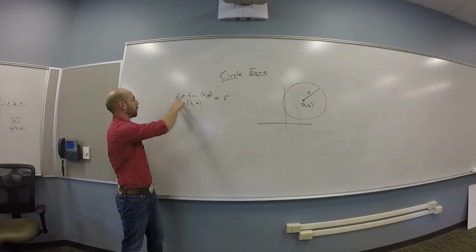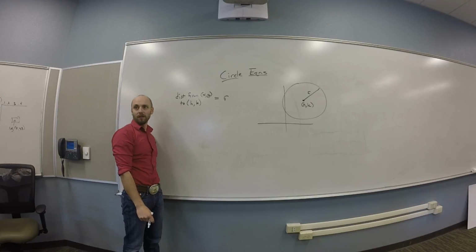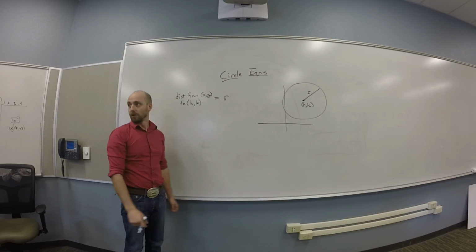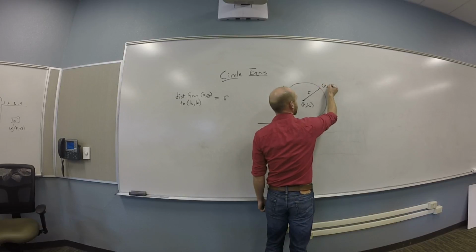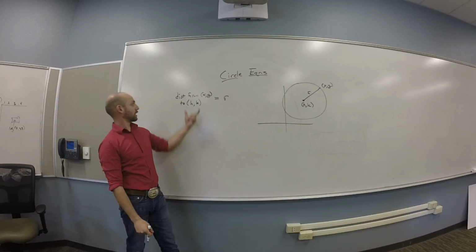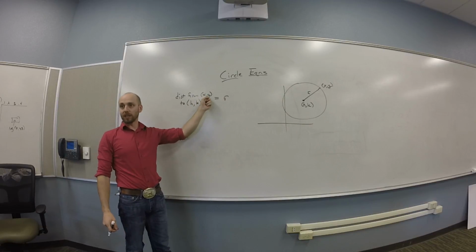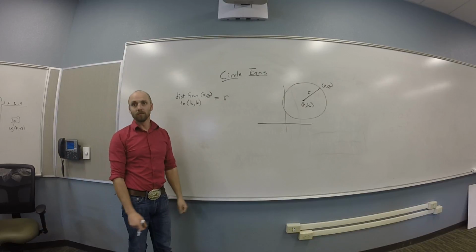Do you have a way to get the distance from x comma y to h comma k? Distance formula? Yeah, you've got a distance formula. Where is x, y? Anywhere on the circle. Yeah, x, y is just some point that's going to be on the circle. To be on the circle means that the point x, y to h, k is always r long.